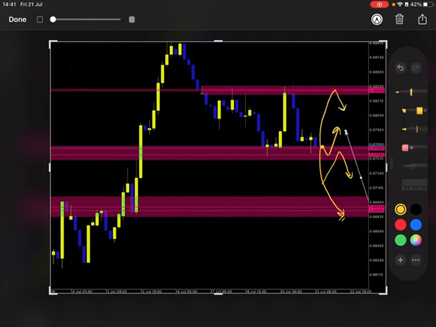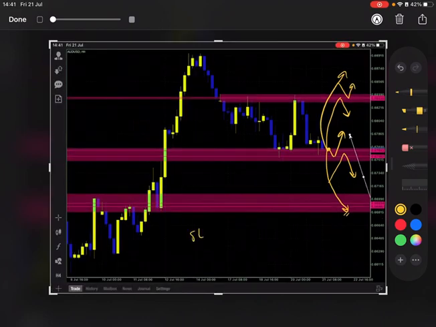Vice versa, if it comes into our sell zone and respects it, then potentially we can look for a sell back down. But if it breaks above, then it might want to test a higher area.